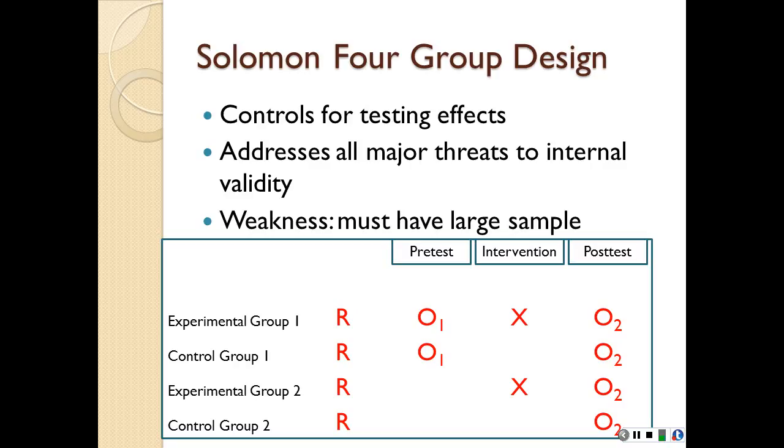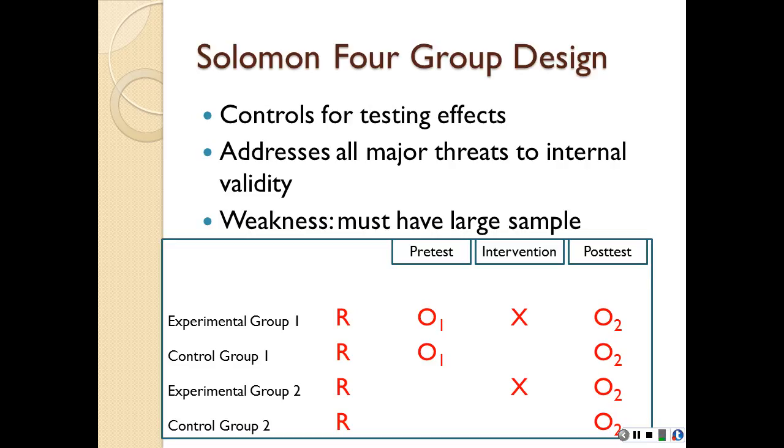So in the 4-group design, we have 2 experimental groups and 2 control groups. Now these experimental groups are getting the same exact intervention. The only difference between experimental group 1 and experimental group 2 is that experimental group 1 gets the pretest and experimental group 2 does not. We then apply the intervention to the 2 experimental groups and we look at everybody at the end. So, when we do a design this way, we can assess, did people change from time 1 to time 2?